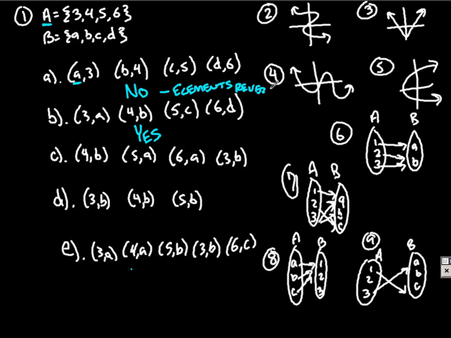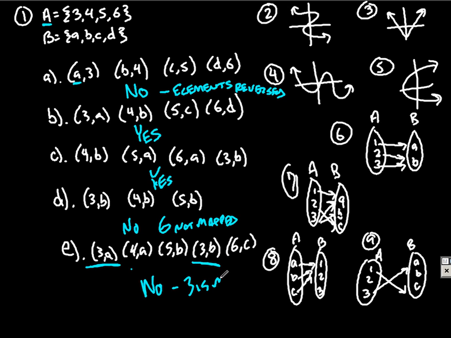Number 3, same thing, all elements are being sent somewhere to only one place, so we're good. Number 4, we don't have 6 being sent somewhere. 6 is not mapped, so we do not have a function here, so no. And for E, notice that we have 3 being sent to 2 different places, so no, because 3 is mapped twice.